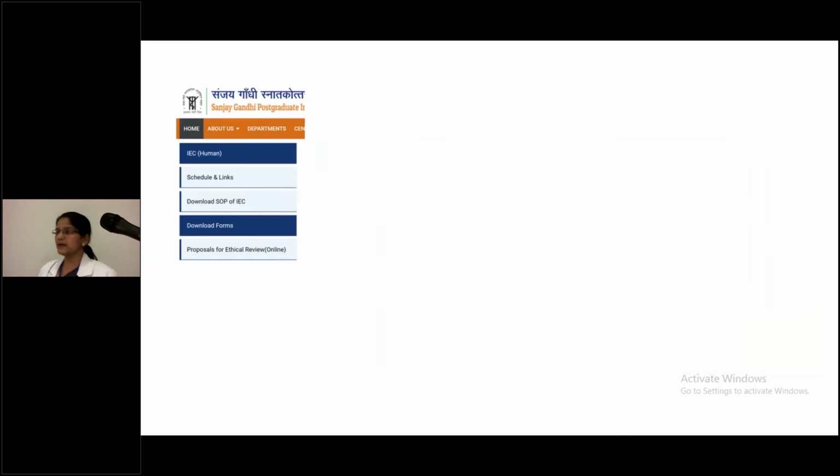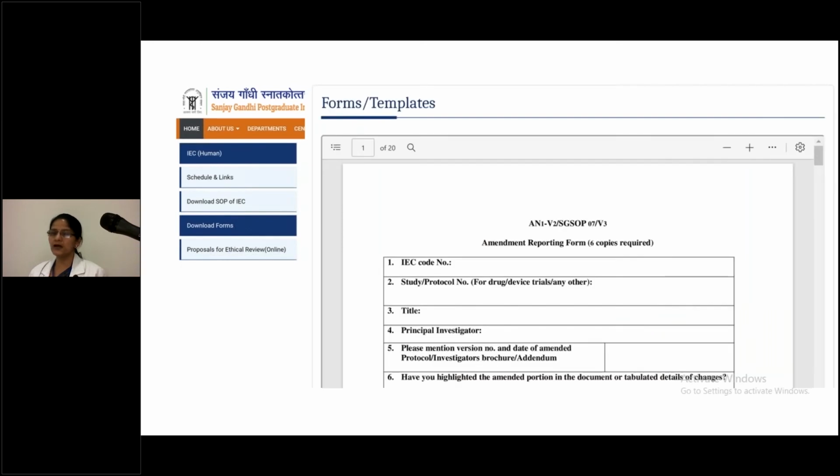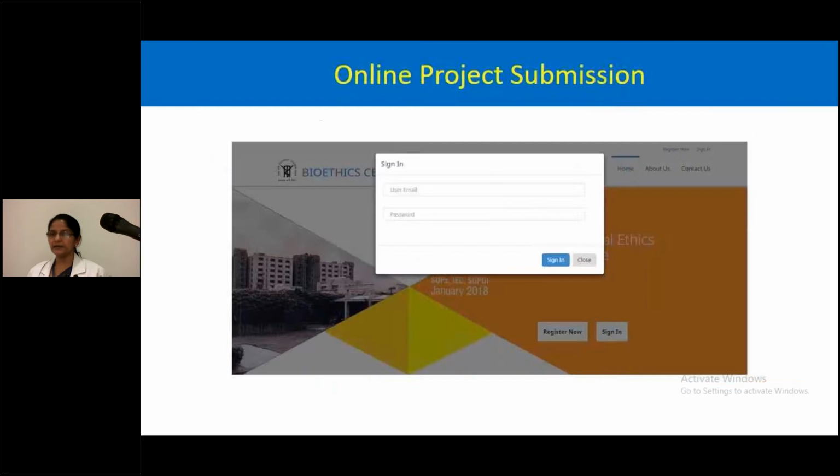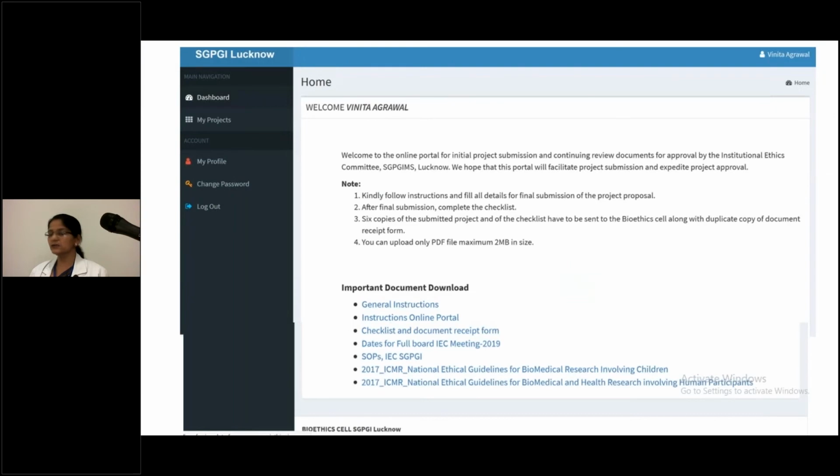The other thing I already told is the forms which are available. As you click on the download forms, you have different forms which you can download. Okay, so this is the site. Here is where you sign in. You have a password. And then as you go, there is a dashboard which talks about the important documents which are there. So here also you have the general instructions for the online submission. You have online portal instructions. You have a checklist of the documents which you need to have before submitting.